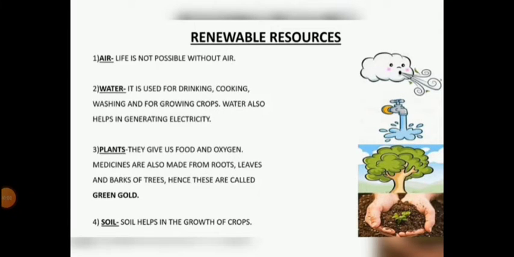Next is sunlight. Sunlight is one of the most important renewable resources. Sunlight provides us warmth and light. Plants use sunlight to make their food through a process called photosynthesis. Sunlight is a source of solar energy, which is used for running solar cars and solar cookers.